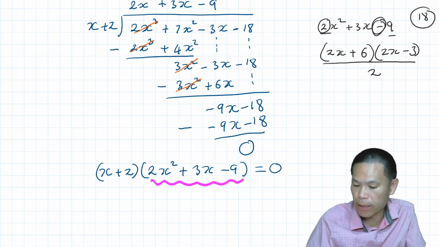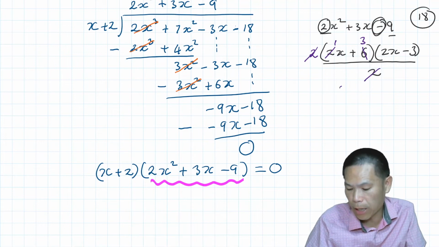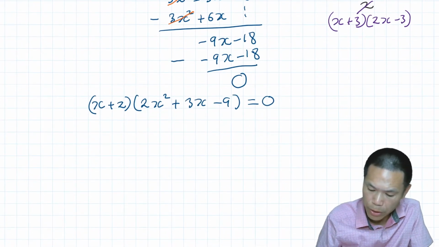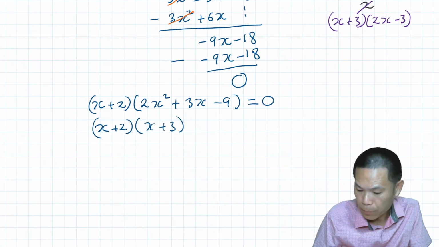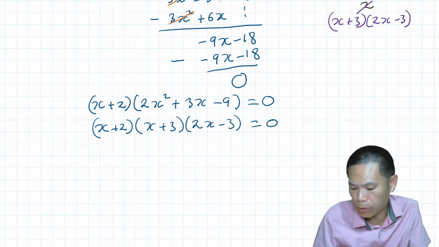And the common factor is 2 for this one here. So that gives me 3, that gives me 1, that gives me 2. And these two cancel out. So that becomes x plus 3 and 2x minus 3. So now I just write this down. So that will give me x plus 2, x plus 3, 2x minus 3 is equal to 0.